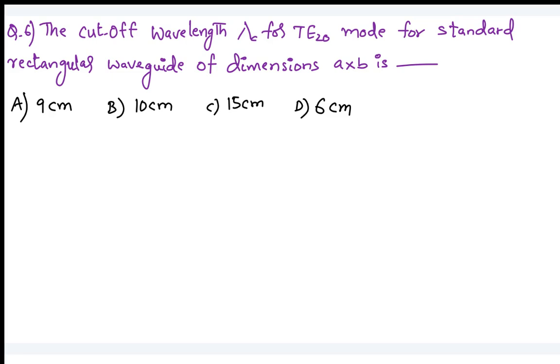So find the cutoff wavelength for TE20 mode for a standard rectangular waveguide of dimension A by B. Okay, these options are not given correct, so you forget about this. What should be the cutoff wavelength for TE20 mode for a standard rectangular waveguide of dimensions A by B? So tell me quickly.